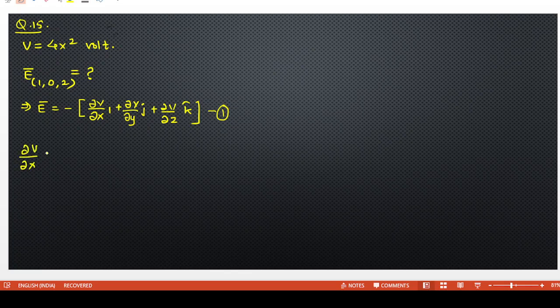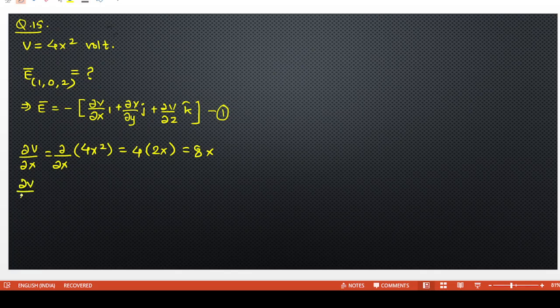Let us find dou V by dou x. Dou by dou x of V. What is V? 4x square. 4 outside, derivative of x square with respect to x is 2x. So the answer shall be 8x.